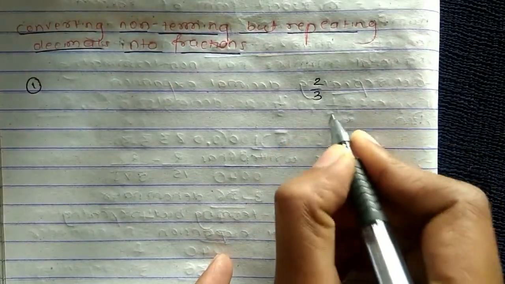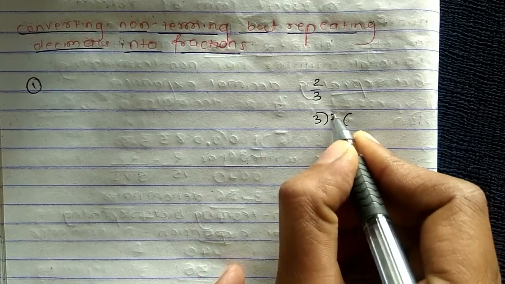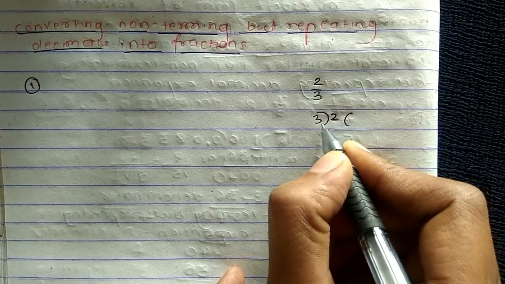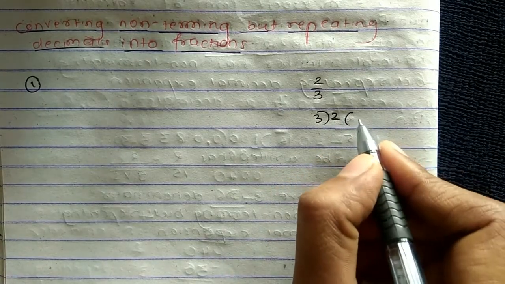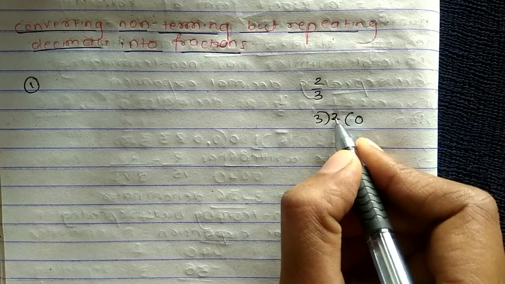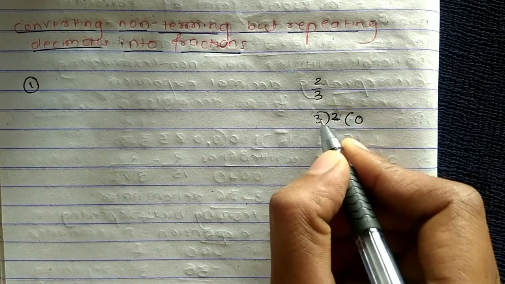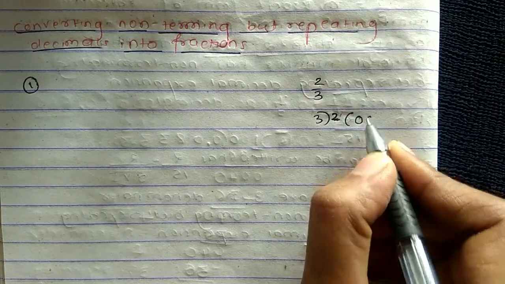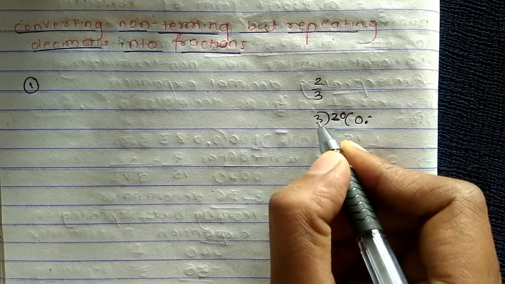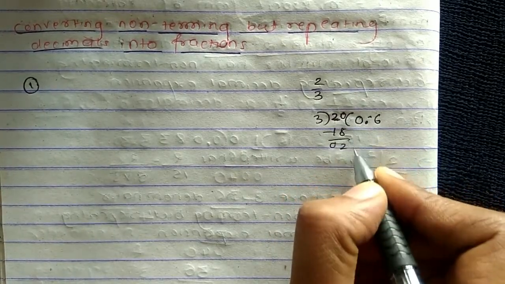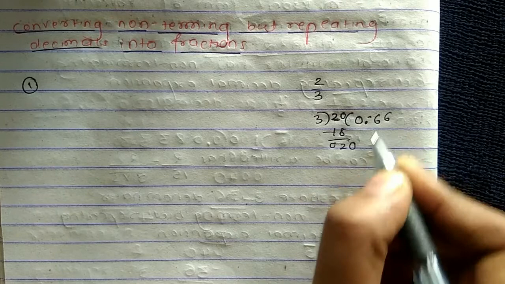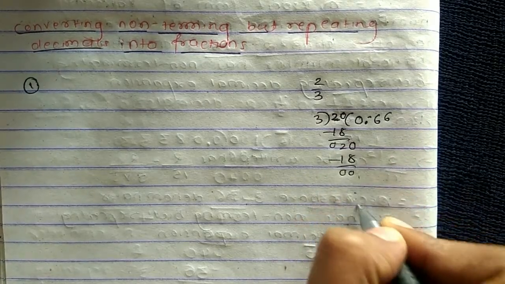Let us take 2 divided by 3. Since 2 is less than 3, we put a 0 here. Then we need one more digit to divide by 3, so we put a point and take one more digit. 3 sixes are 18, then we remain with 2. Again we take 10, then again 3 sixes are 18. This will continue, isn't it?